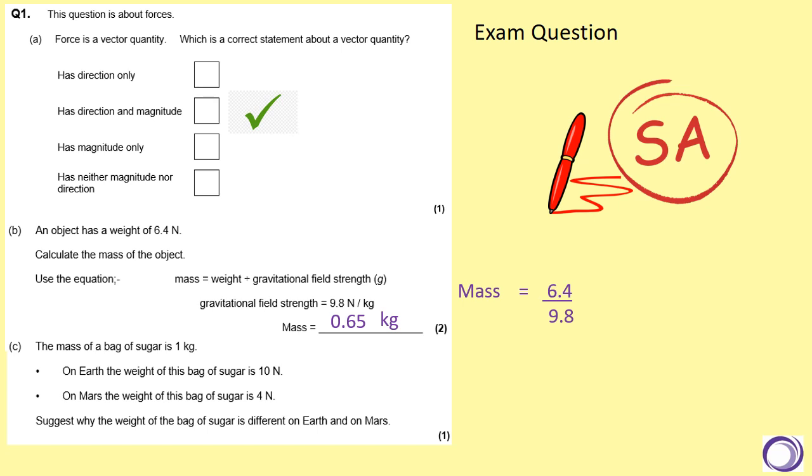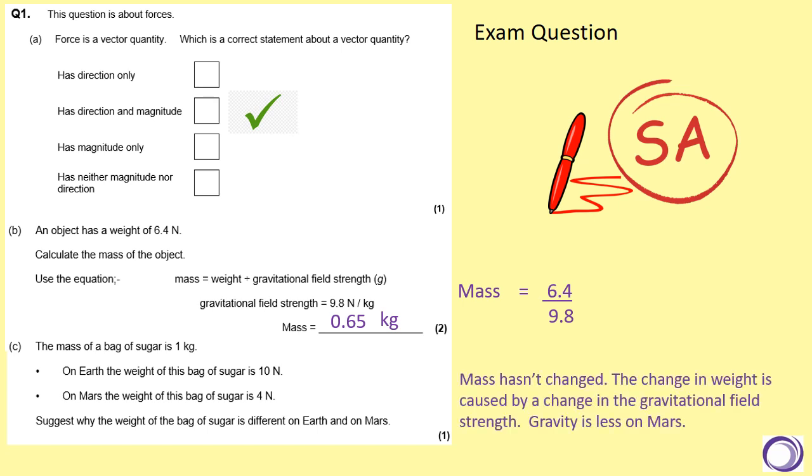Last one. Mass of a bag of sugar is 1 kilograms. On Earth, the weight of this is 10 newtons. On Mars, the weight is 4 newtons. Suggest why the weight of the bag is different on Earth and Mars. So the mass hasn't changed. The change in the weight is caused by the change in the gravitational field strength. If you've just put gravity's less on Mars, you've nailed it. 1 mark.